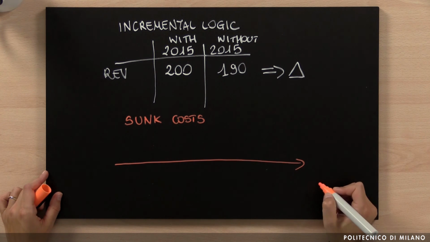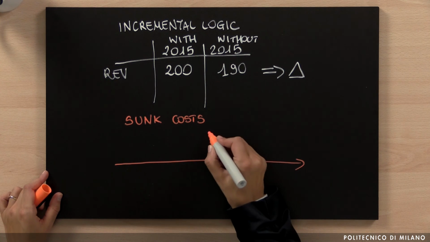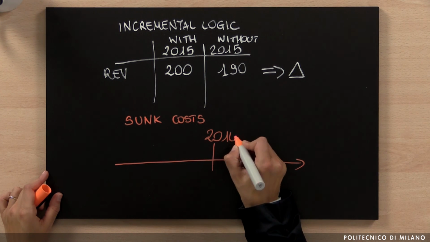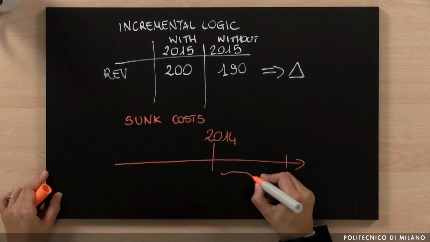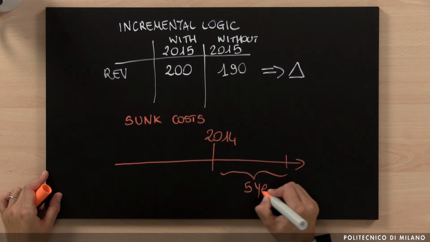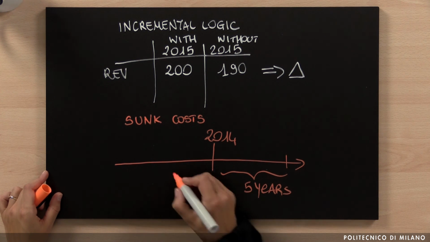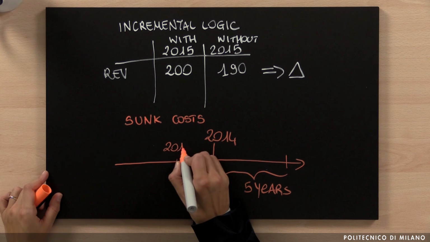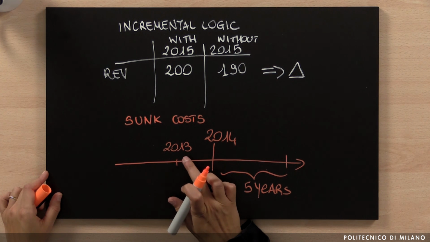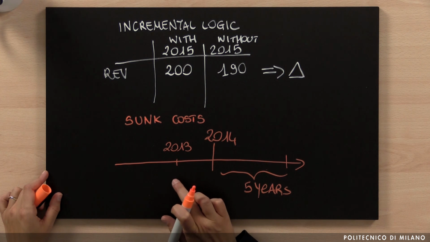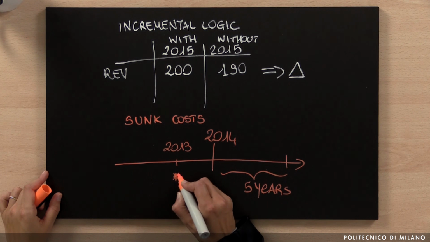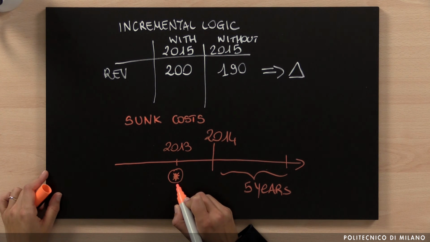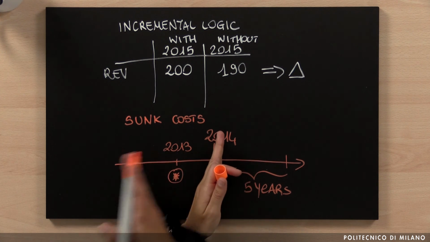Again, let's see this with an example. Assuming that we are in 2014 and we are evaluating an investment that is going to have an impact on the next 5 years. Let's assume that this time horizon is 5 years. Assuming that in 2013 the company did a feasibility study in order to understand whether it was convenient to implement the investment or not. This feasibility study, even though it is specifically related to the project, should not be taken into account in our analysis because we are talking about something that has already passed.